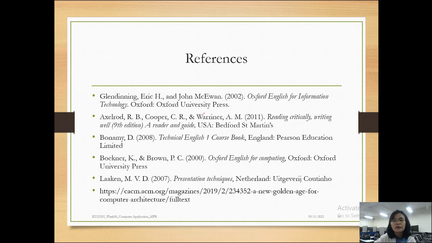Okay, and here are the references for today's activity, and that will bring me to the end of my material today. If you have questions, let me know, and I hope everybody prepares for the activities that we have discussed earlier. Okay, so it's easier for us to discuss it in the practicum session.